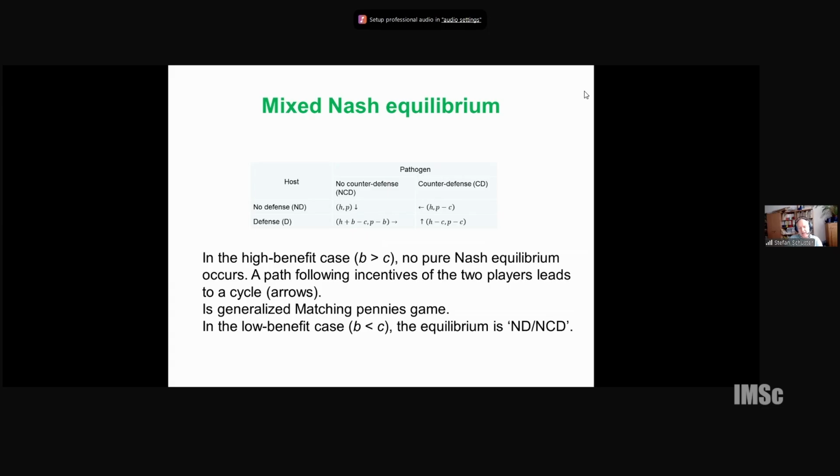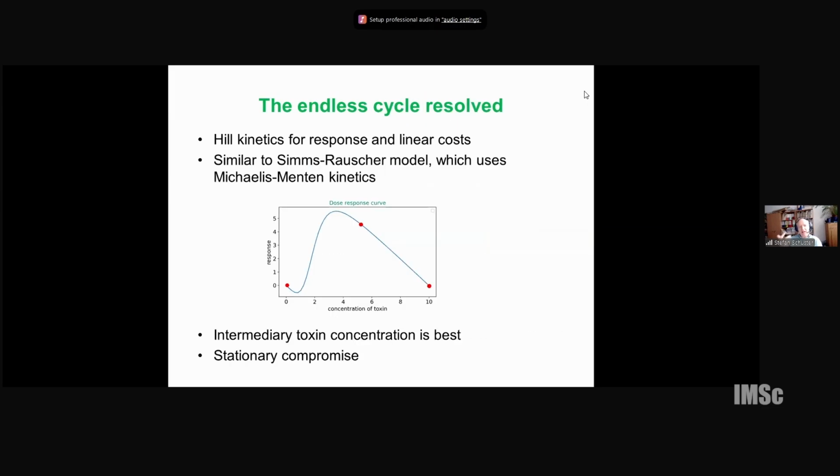It is called the generalized matching pennies game because the payoffs can be different. Although we consider relatively simple payoffs, it's a bit more complicated than in the classical matching pennies game, where there's just +1 and -1. So interestingly, in the low benefit case, the equilibrium is no defense and no counter defense. Then it's a pure Nash equilibrium, because costs are so high that there is no real incentive to produce something. So then we thought, how can we resolve, so to speak, this endless cycle?